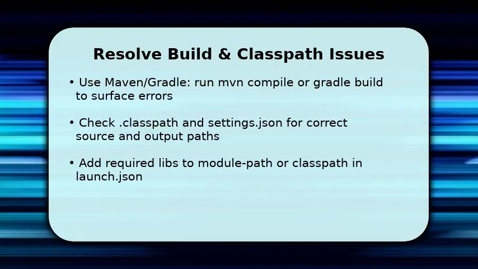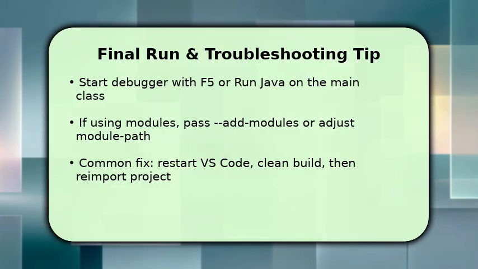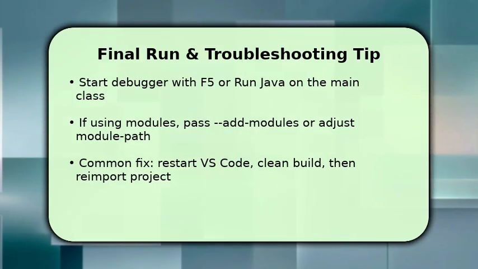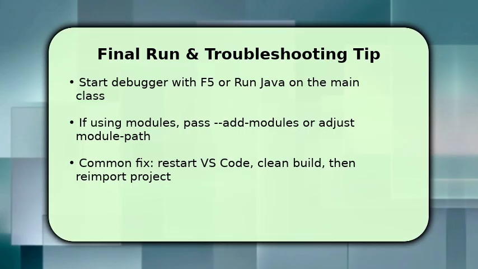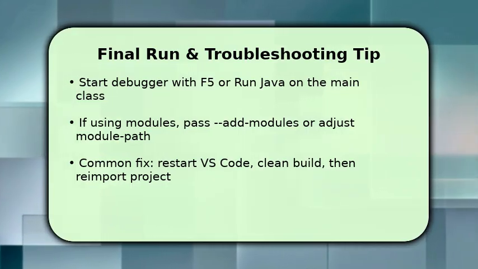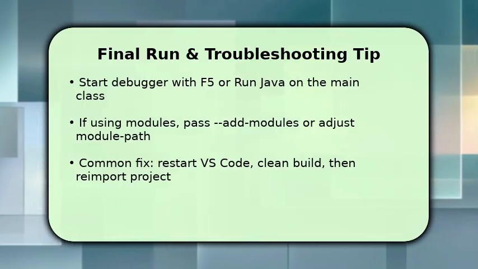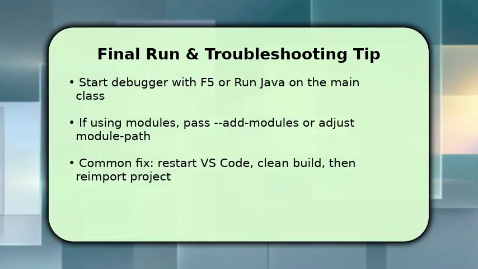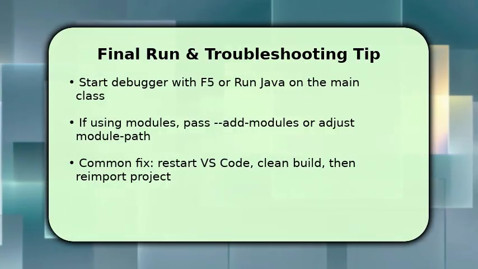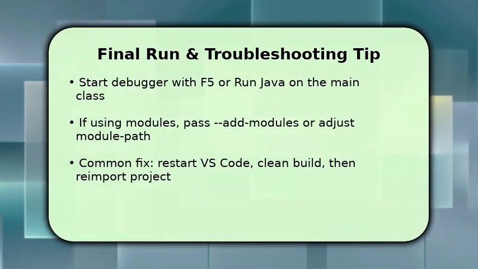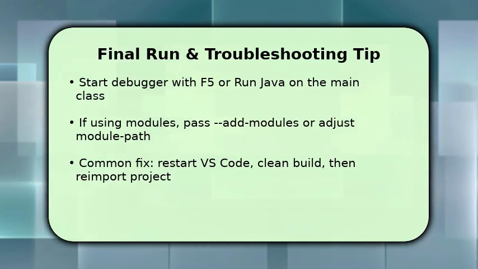To finish, launch the app with F5 or use Run Java on the specific main class. Watch the debug console for startup errors. If you are using modules, add necessary --add-modules flags or adjust the module path in launch.json to resolve illegal access or module not found issues. If it still fails, perform a clean build, restart VS Code, and re-import the project. This often clears stale caches. One key troubleshooting tip: check the debug console and language server logs for the exact exception.